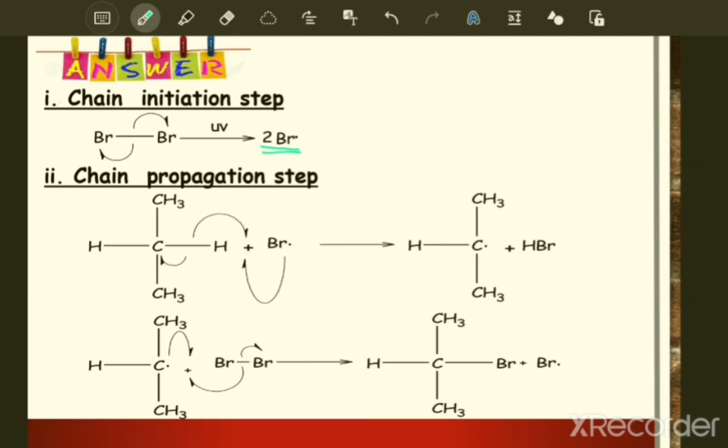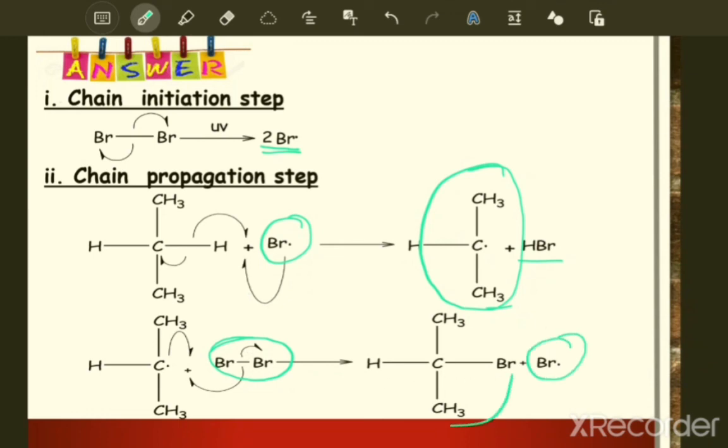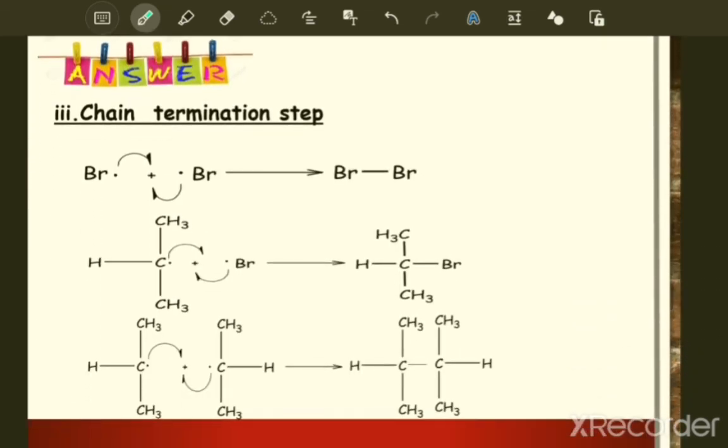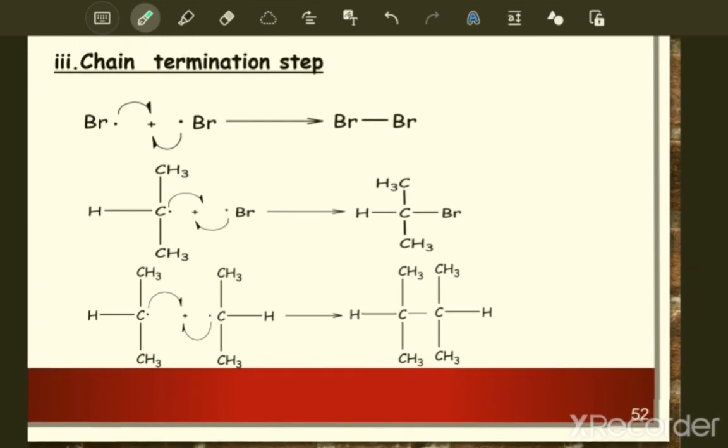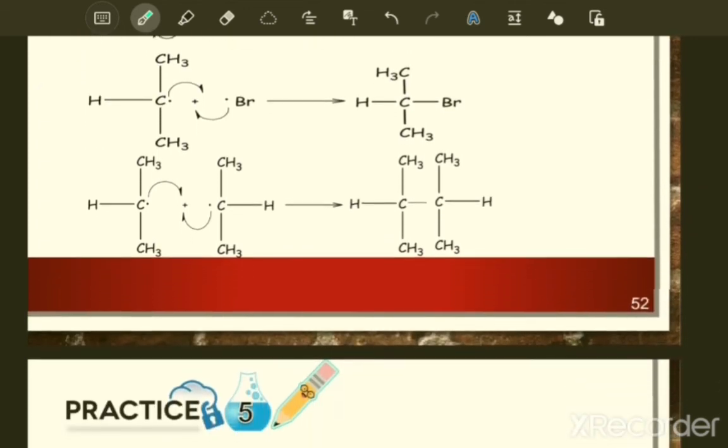Next, for the chain propagation step, the bromine radical will abstract the secondary hydrogen from propane, and will produce an alkyl free radical and also hydrogen bromide. And then our alkyl free radical will continue with the bromine molecule. So we will produce a bromine free radical, and here is our major product. And our last step is the chain termination step, where we decrease the number of free radicals by combining them. So this one is the chain termination step.